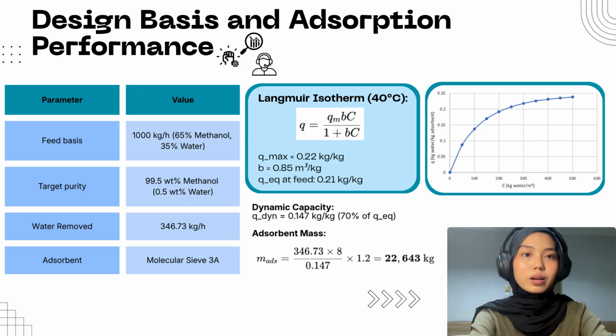From this isotherm, at our feed water concentration of approximately 308 kilograms per cubic meter, the equilibrium loading is 0.21 kilograms of water per kilogram of adsorbent. This represents the theoretical maximum if the entire bed reached equilibrium. However, in a real column, not all adsorbent achieves equilibrium due to mass transfer limitations and the formation of a mass transfer zone.